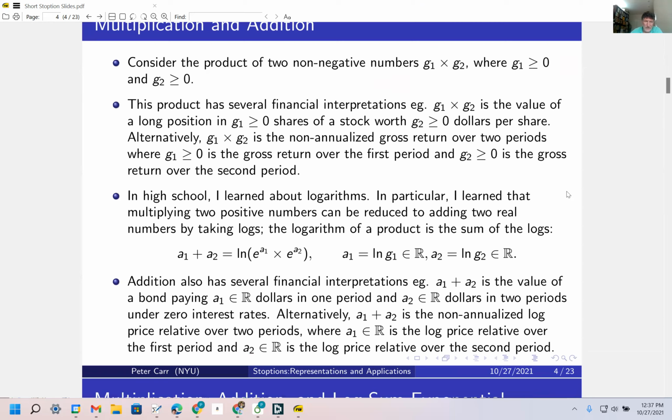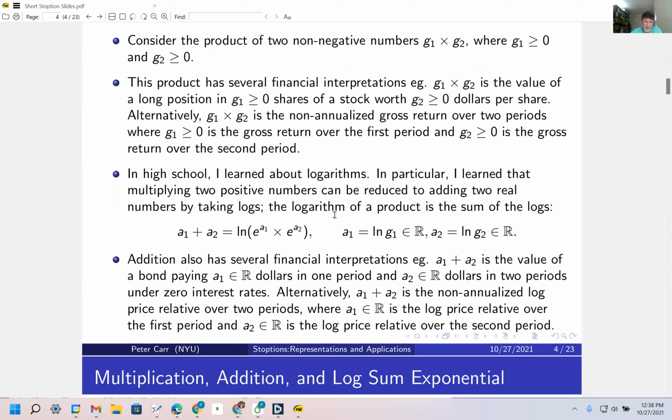I'm sure there's more. In high school, I learned about logarithms, and I learned that multiplying two positive numbers can be reduced to adding two real numbers by taking logs. You remember this by saying the log of a product is the sum of the logs, and mathematically it's indicated in this third bullet point.